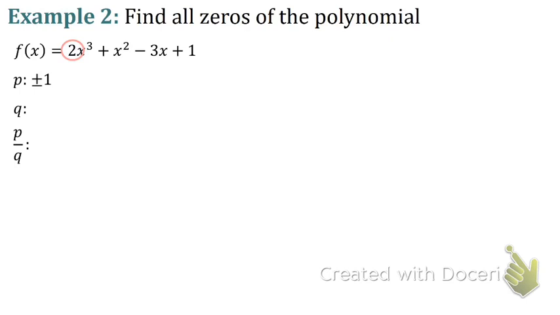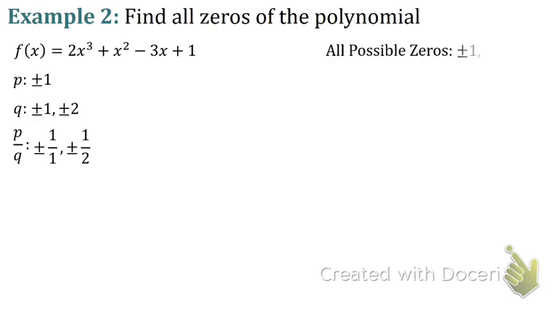So in this case, our factors of 2 are plus or minus 1 and plus or minus 2. Now p over q, we have to put all of our p's over our q's. I said that backwards. P over q. So we have plus or minus 1 and plus or minus 1/2. Okay, so now let's look. We see that all possible roots are plus or minus 1, plus or minus 2, plus or minus 1/2. We listed them and then deleted any duplicates.